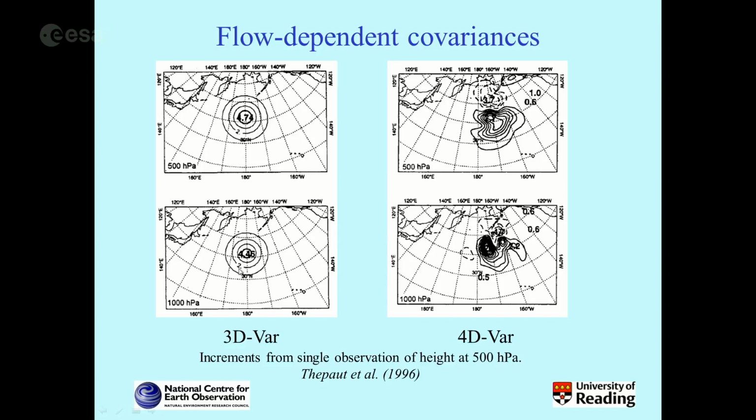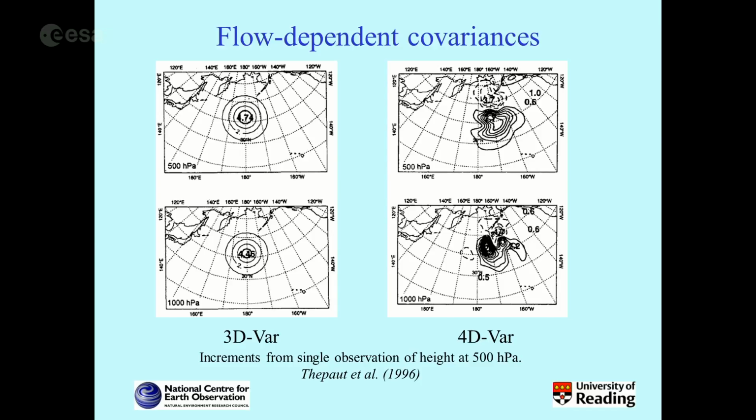Now, why are these perfectly round? This is because of the way we design our 3D-Var systems and these covariance matrices. If we look at 4D-Var, and Javier mentioned this a bit in the practicals yesterday, if you remember, the Kalman filter evolves the covariance matrix from time step to time step.